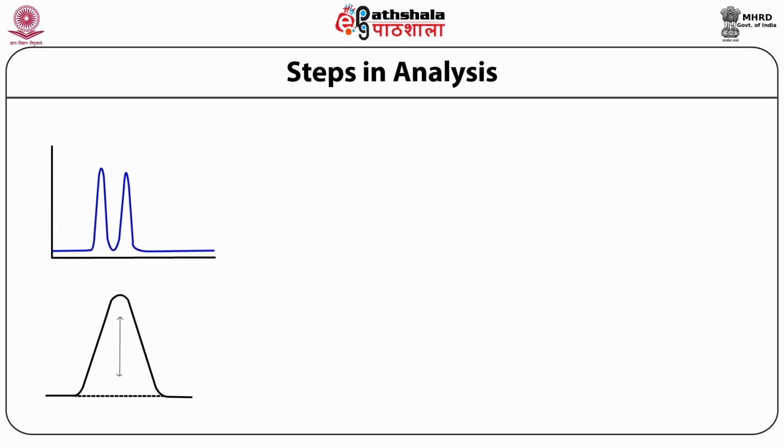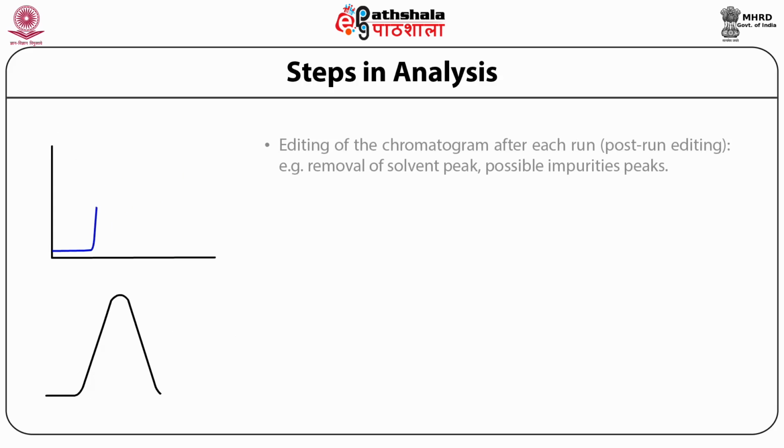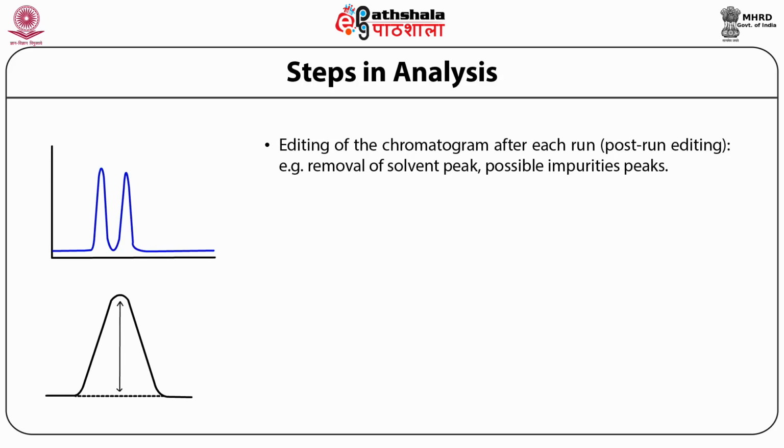So understand that when we load a sample onto a column, the solvent in which the sample has been dissolved will come out first. So before starting to analyze the individual peaks in the chromatogram, we need to edit the chromatogram with the help of the software that has been provided with each of these chromatographic systems, and each of them is of course patented by the company which has made the system. So the editing involves removing the solvent peak. Sometimes impurities also give peaks that also need to be removed.